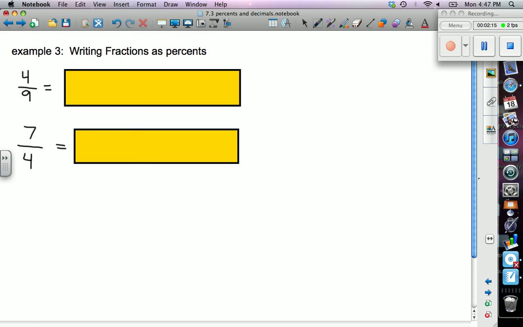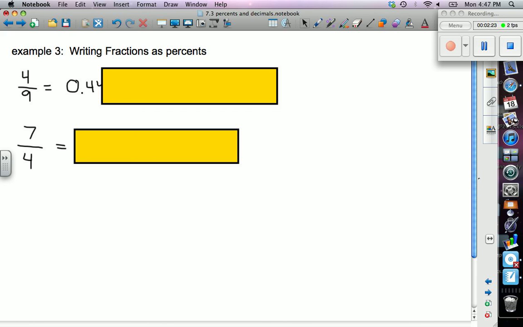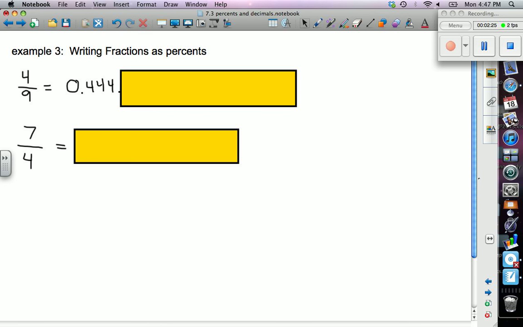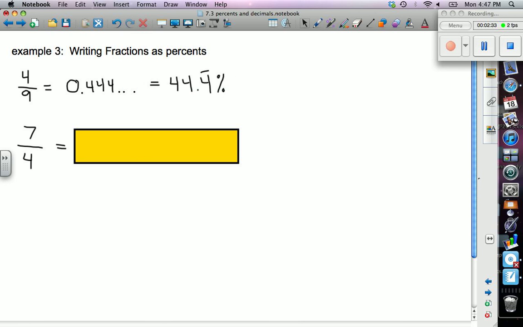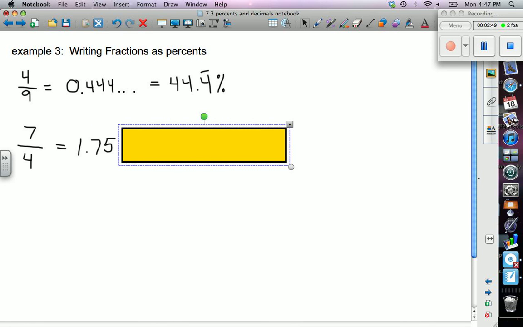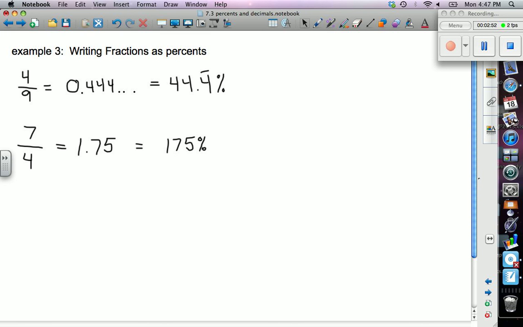Another type of problem you may have is how can you write fractions as percents? Well, in the case of 4/9, you can first write it as a decimal. So 0.444, so it's 0.4 repeating. And then you can multiply it by 100 or move it 2 places to the right to write it as a percent. So 4/9 is equal to 44.4 repeating percent. 7/4, well, 7 divided by 4 is 1.75. So multiply it by 100, you get 175%.